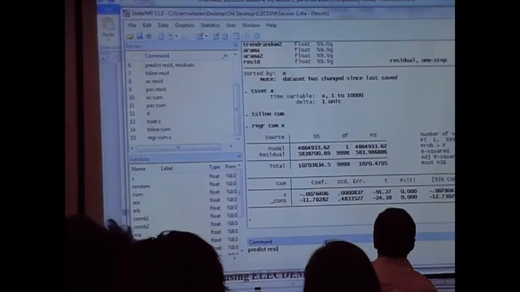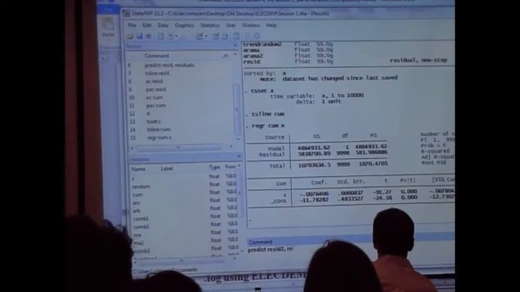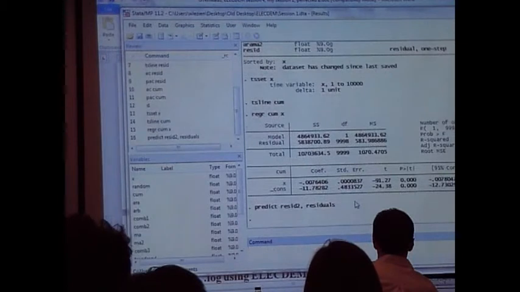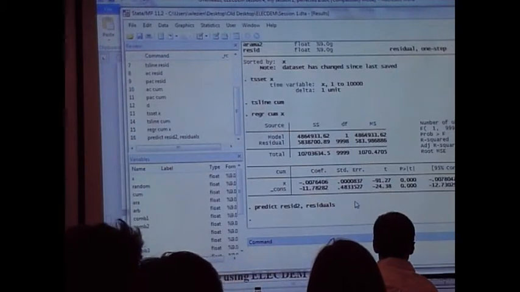Predict resid 2, we already have resid 1. Residuals. Okay. If all it is, is a trending series, right? Let's say it's a trend plus a stationary process added in, what would we find? What should our residuals look like? What are we going to find? What do you think we're going to find?